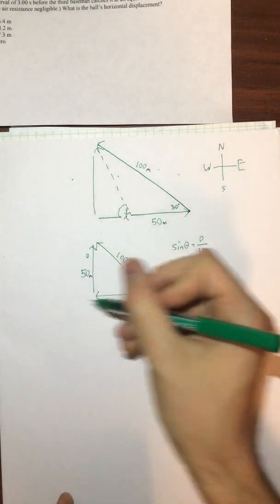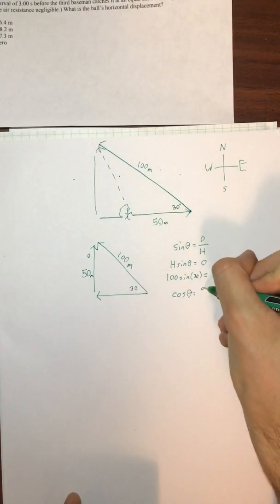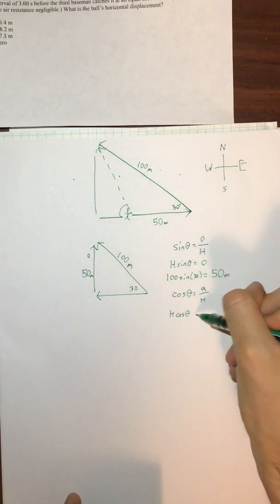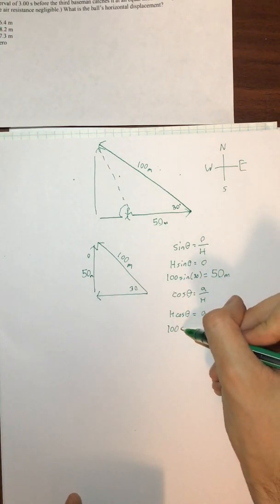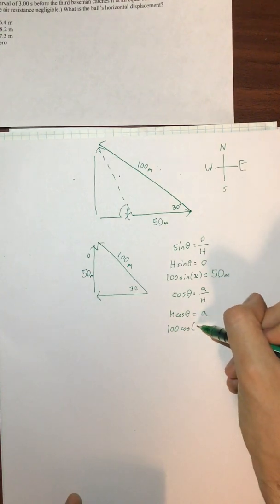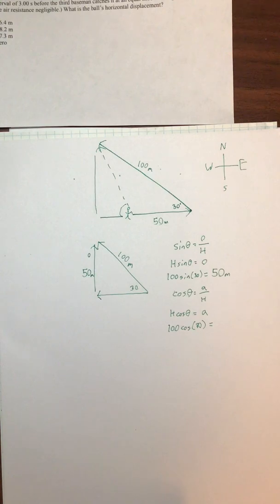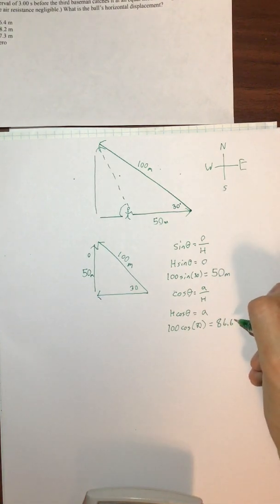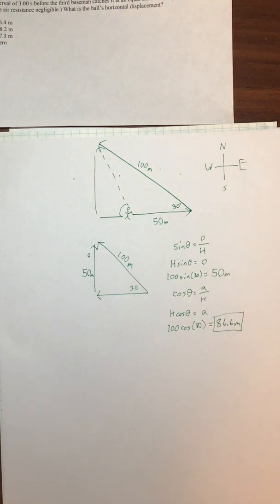Now, how far west did they travel? So that would be cosine. Cosine of theta is equal to adjacent over hypotenuse. So hypotenuse times cosine of theta is equal to the adjacent side. 100 times cosine of 30 degrees gives me 86.6 meters. That's how far that one traveled.